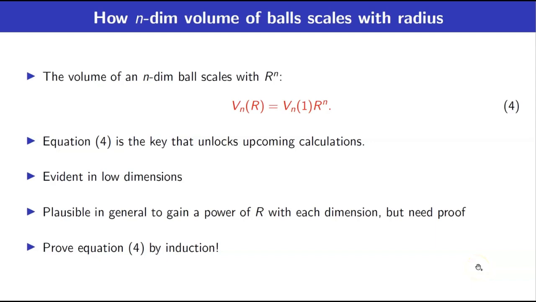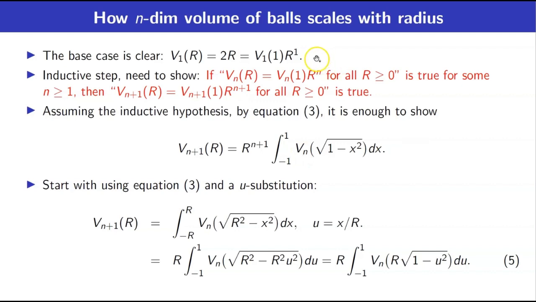The volume of an n-dimensional ball scales with r to the nth power, and we can write the volume of an n-dimensional ball of radius r as the volume of a unit ball times r to the n. As it happens, equation 4 is the key that unlocks all the upcoming calculations and keeps the algebra manageable. Equation 4 is evident in dimensions 1, 2, and 3, and it's certainly plausible in general to gain a power of r with each dimension that you add to your ball, but we still need proof. Induction is definitely the way to go, and it's a nice proof and good to see.